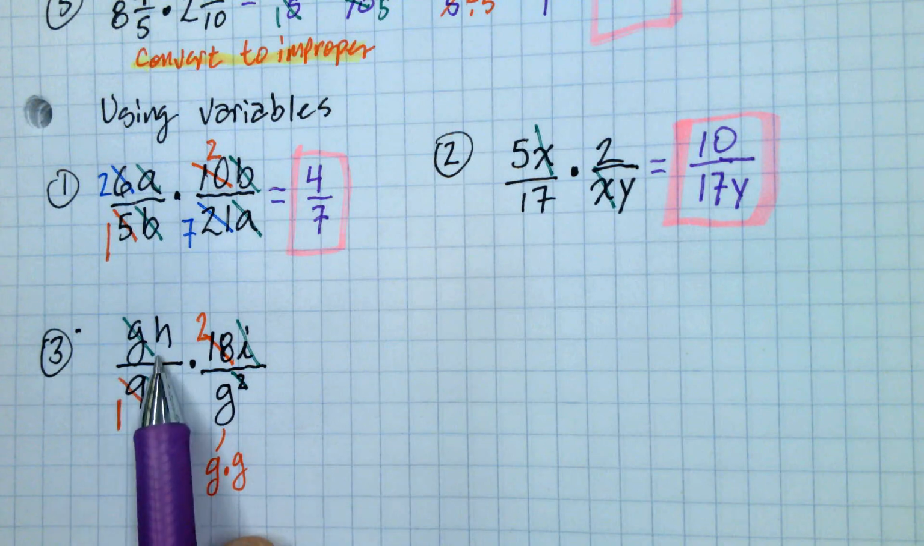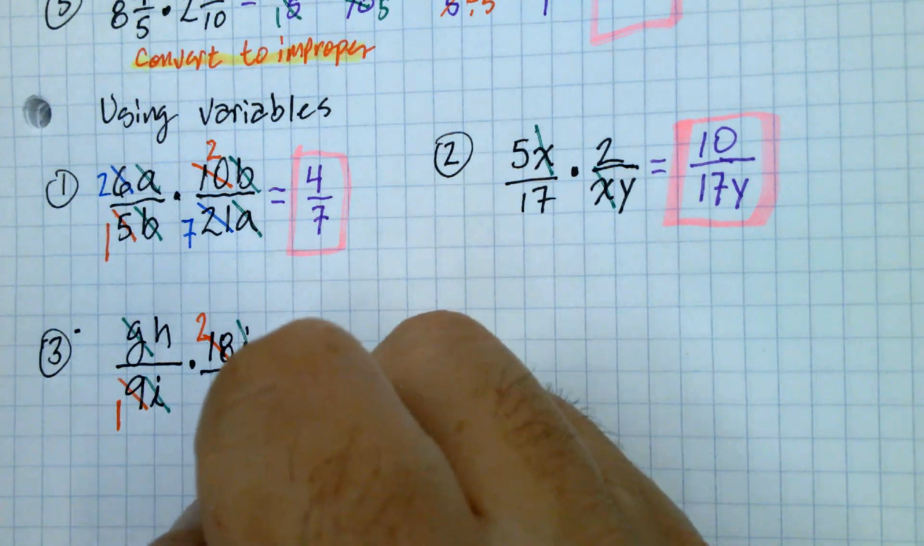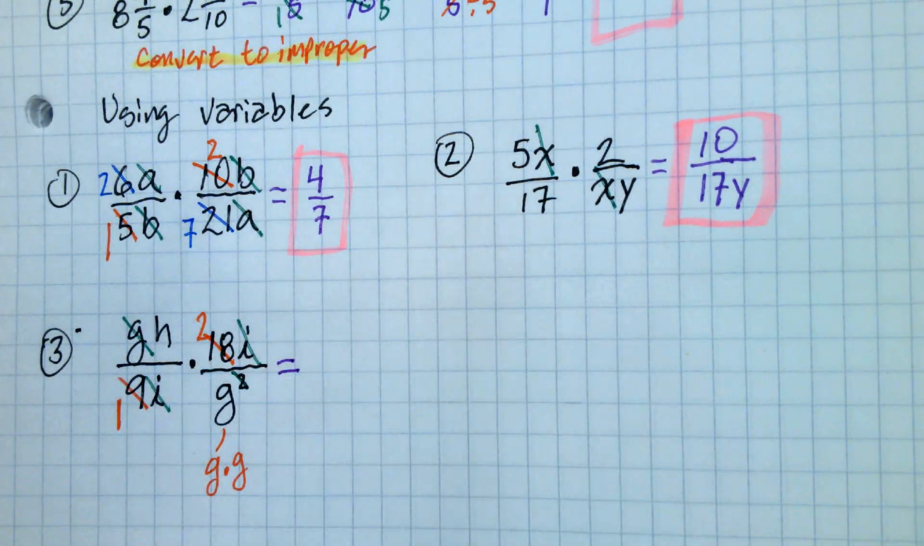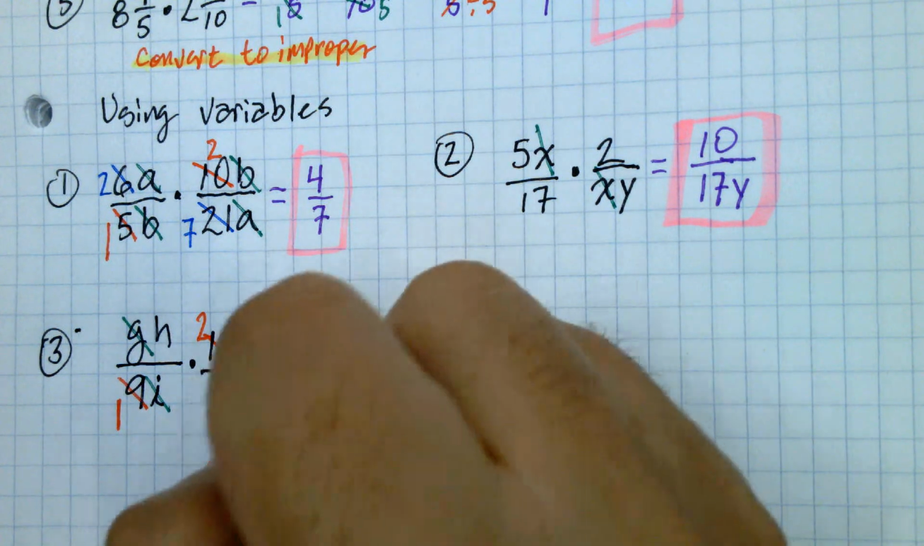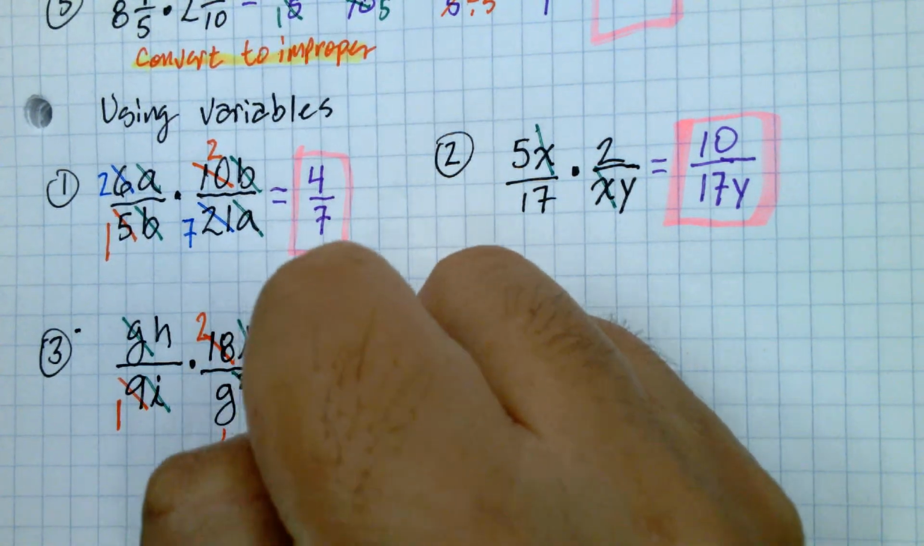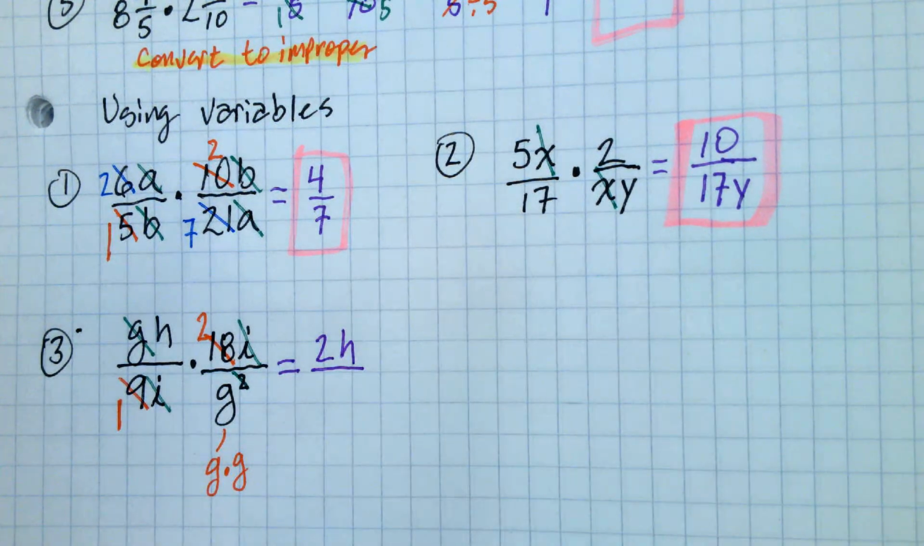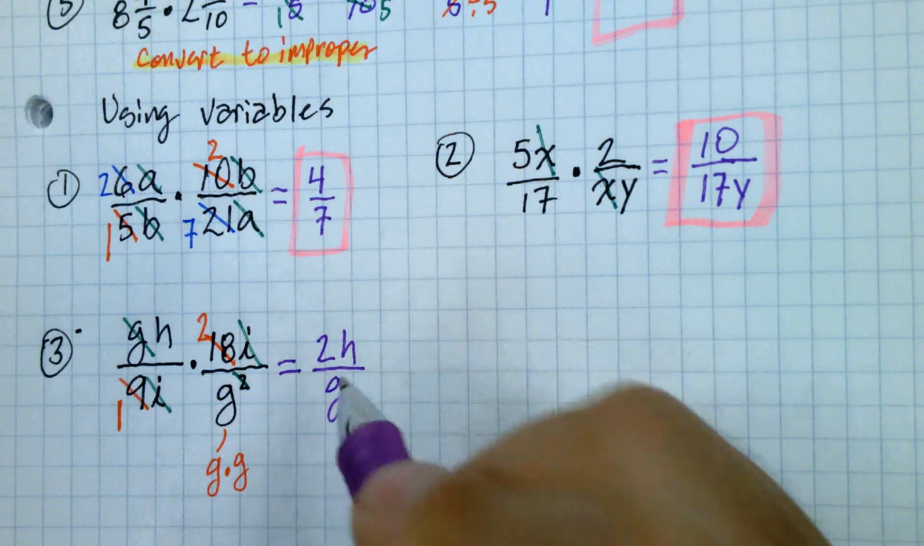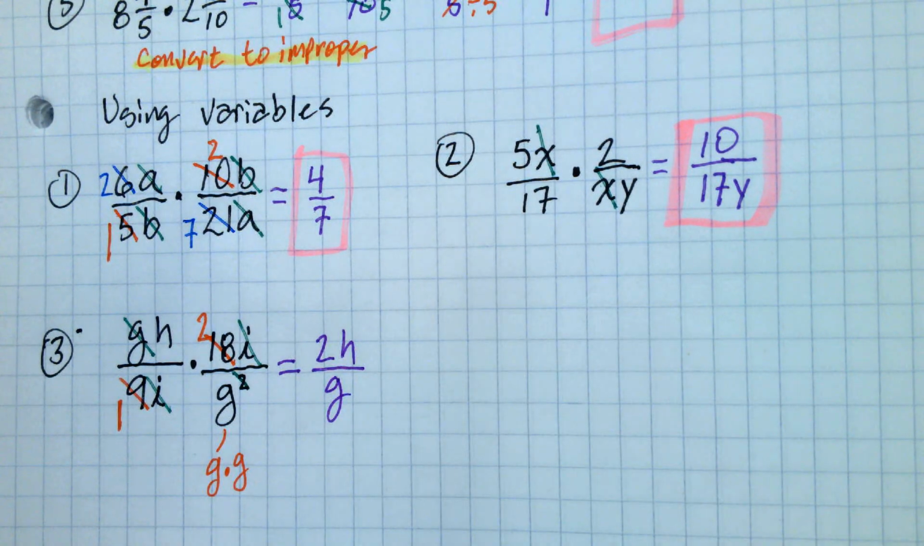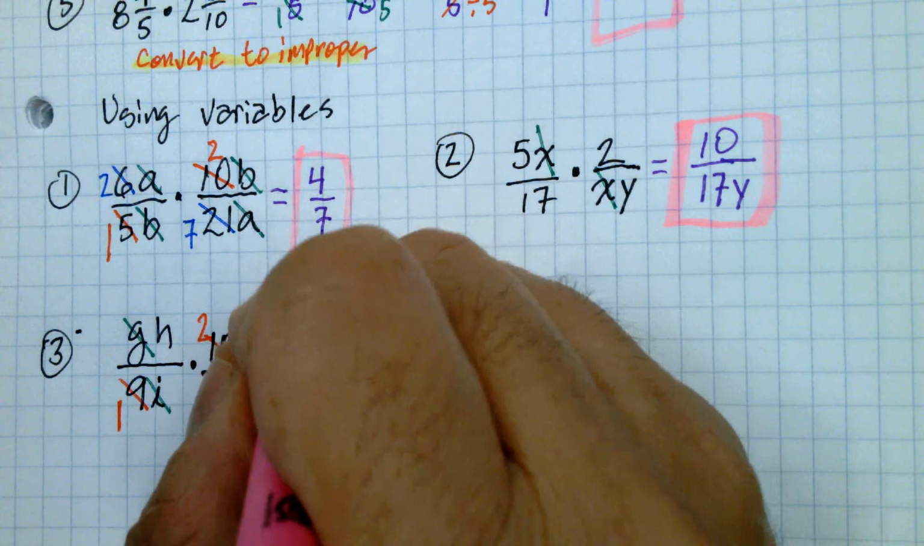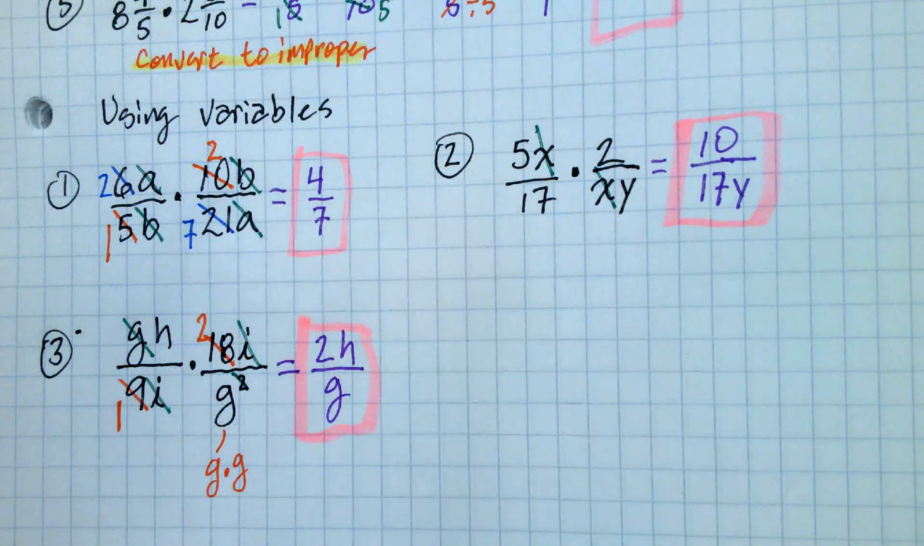I'm going to multiply h times 2. How would I write that, h times 2? 2h. You want the coefficient, the number part, first. And then I multiply 1 times g, which is just 1g. So if it's just 1, we don't put the 1. You just write g. Okay? So it's 2h over g. Okay, last one.